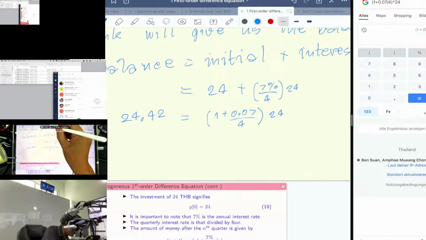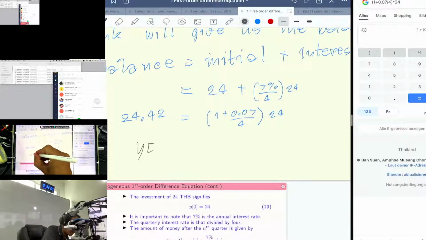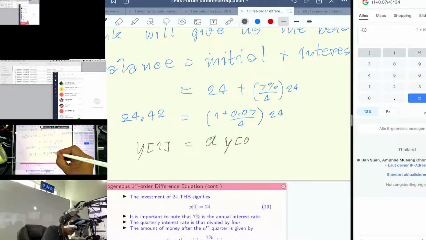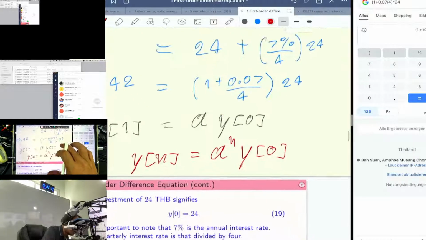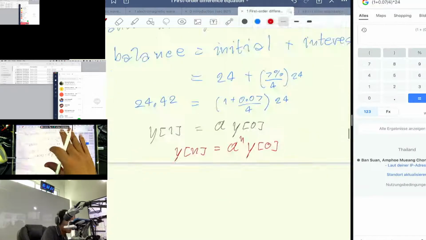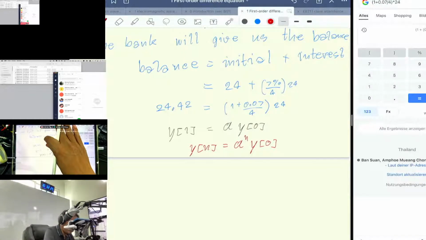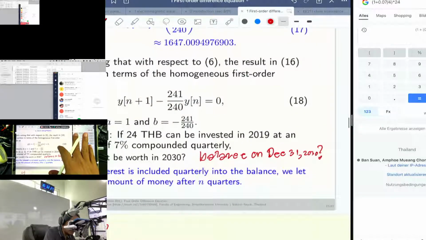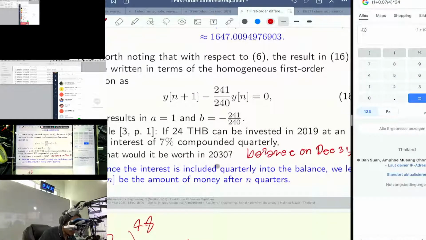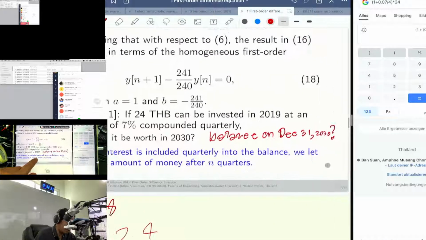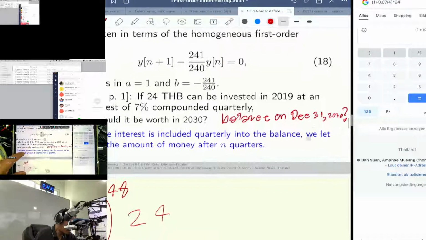Here we would say this is actually Y1, and here is alpha Y0. We are going to use the general expression, which is Yn equals alpha raised to n times Y0. Let's open a new empty page. They are asking for the balance at the end of 2030, or on December 31st of 2030.